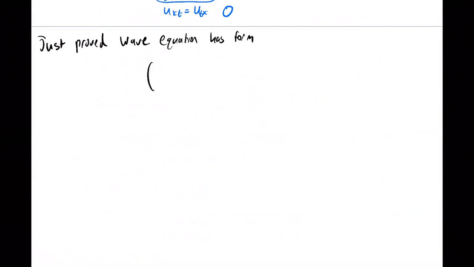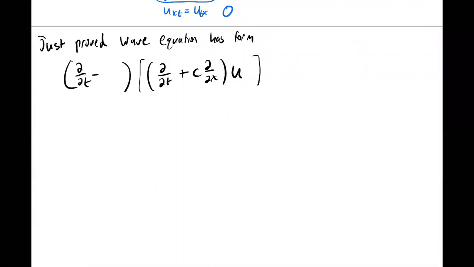Well, you first apply this differential operator d/dt plus c times d/dx to u, and then you apply the second operator d/dt minus c times d/dx. And that all has to equal 0. And the reason why this is helpful is because, let's look at what I have in brackets here.